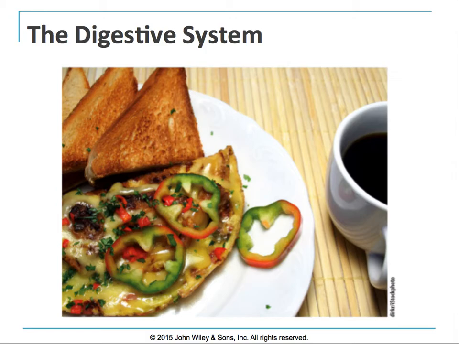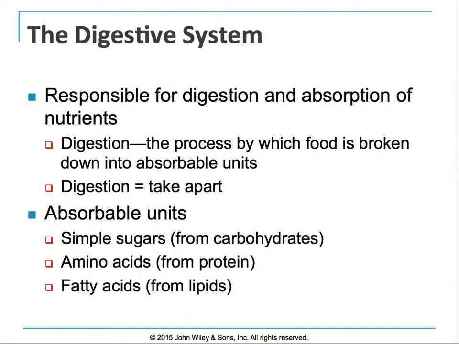The digestive system. The digestive system is responsible for both digestion and absorption of nutrients. Now, we define digestion as the process by which food is broken down into absorbable units. And digestion technically means to take apart. When we say absorbable units, what we're talking about are simple sugars, which are the building blocks of carbohydrates, amino acids, which are the building blocks of protein, and fatty acids, which are the building blocks of lipids.